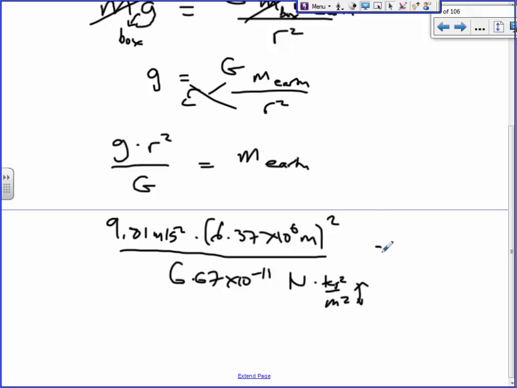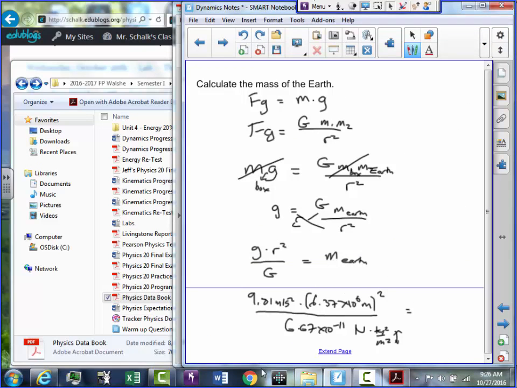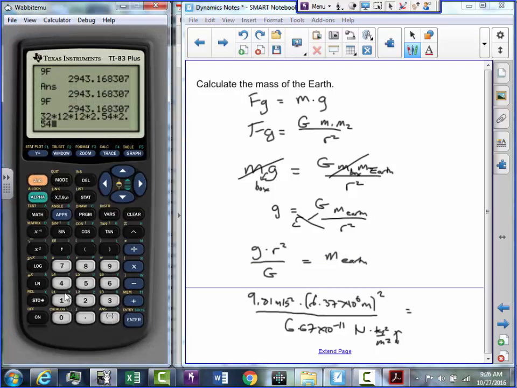Flip that then, I bet. I haven't done this in a while. Let's grab a calculator and see whether we get what the accepted mass of the Earth happens to be.